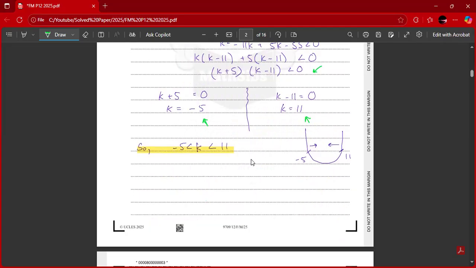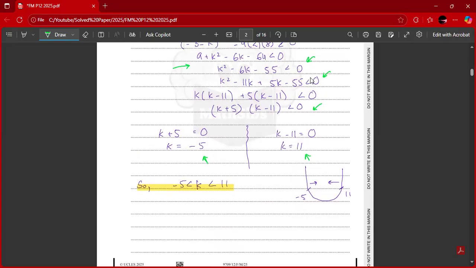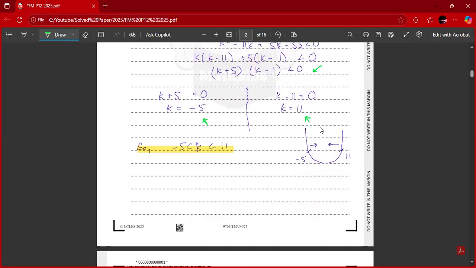You could always make this diagram. It's easier to understand your questions and know what you are required to do. So I draw a number line and plot it: minus 5 would be here, 11 would be here. Since our equation stated that k squared minus 6k minus 55 should be lesser than 0, if I see this curve, my values lesser than 11 and greater than minus 5 would all be lesser than 0, because, look, this is the number line. These values would be lesser than 0. That's the reason our value of k would be lesser than 11 and greater than minus 5.